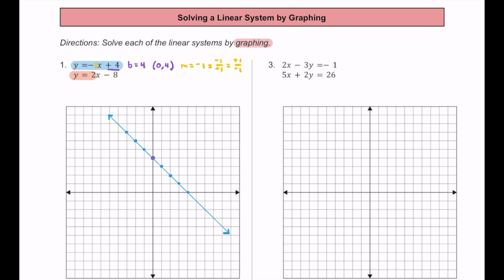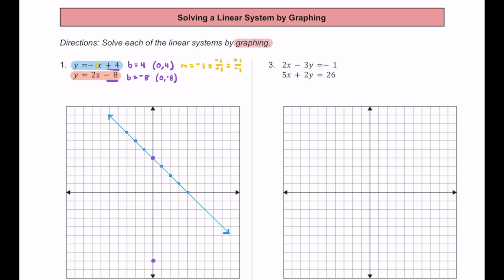All right, what about our other equation here? We have y is equal to 2x minus 8. So right away, let's take a look at this minus 8. That tells us that the y-intercept, or b, is equal to negative 8. So we are automatically given that point of (0, negative 8). So right away, let's go plot that on our graph. Negative 8 is all the way down here on the negative part of the y-axis.